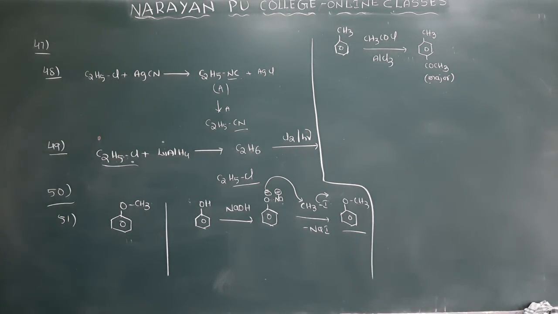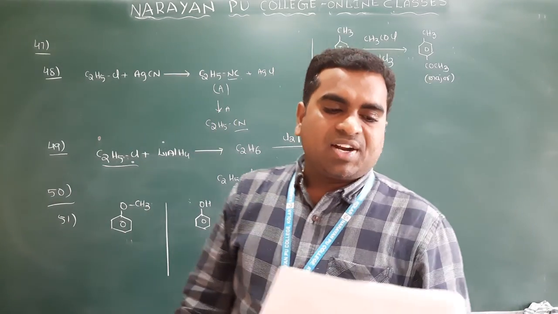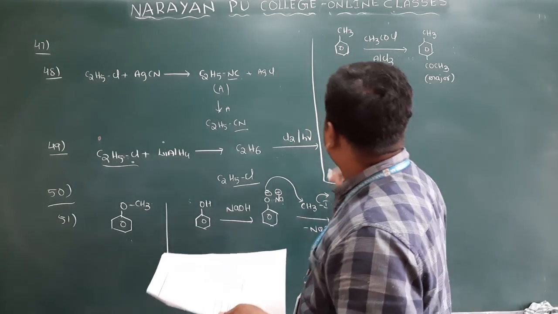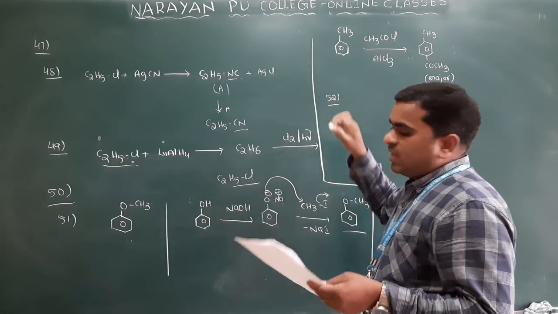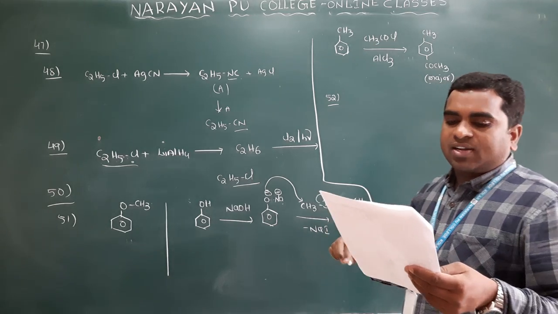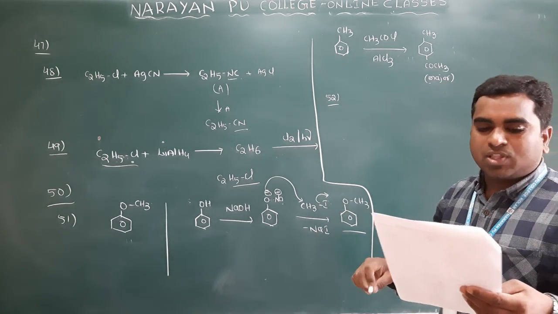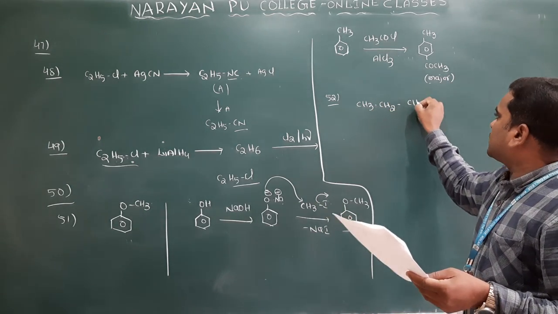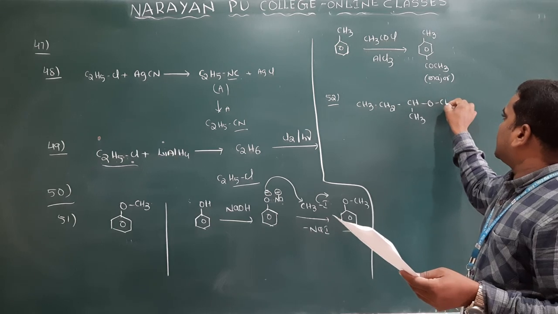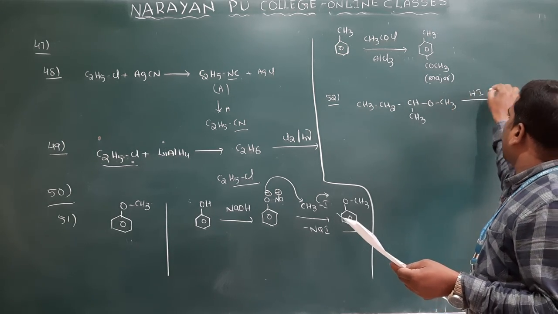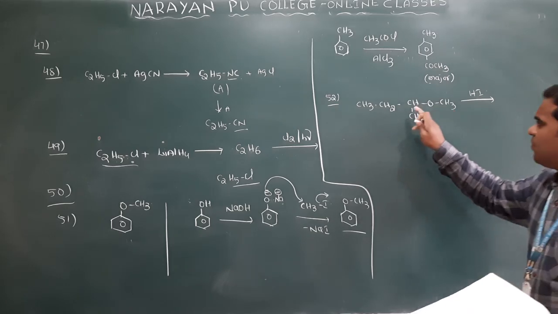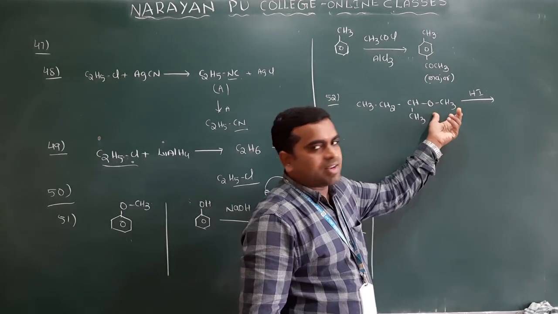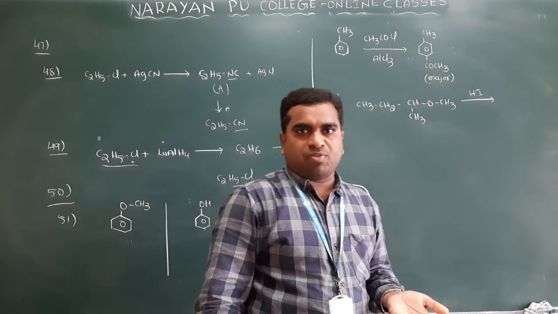Among the following ethers, which one will produce methyl alcohol when treated with hot concentrated HI? Clear? This is ether cleavage. So many times we have discussed this question. Question 52: which of the following, when treated with hot concentrated HI, gives methanol? First one, CH3CH2 and CH3 and OCH3, treated with HI. I already mentioned here: if primary or secondary groups are present in the ether, they follow the SN2 mechanism.